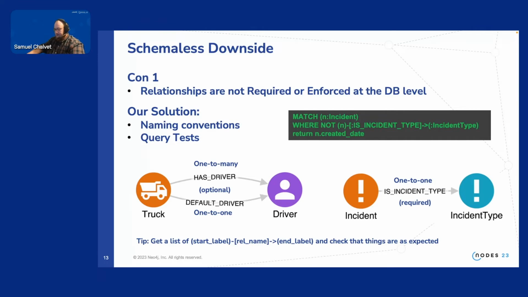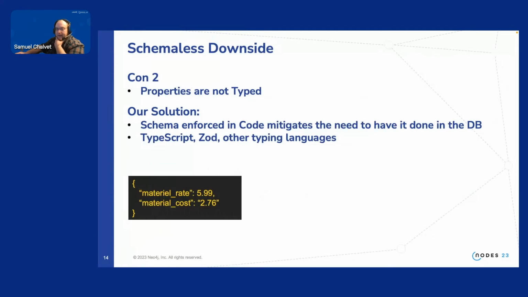And then there's running query tests on the DB regularly. When we run our tests, we also make sure that, in this case I'm showing, we find any incident node that does not have a relationship to entity type, and then return the ID or return the node, and we can see what's going on. Our tests should all return 0 results when we check for one to many, or any issues like that. So that's our solution to con one. Not a big problem for us overall.